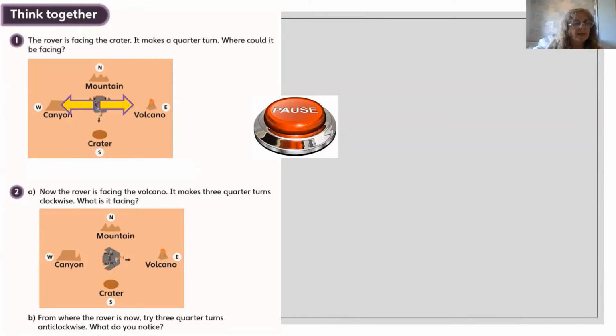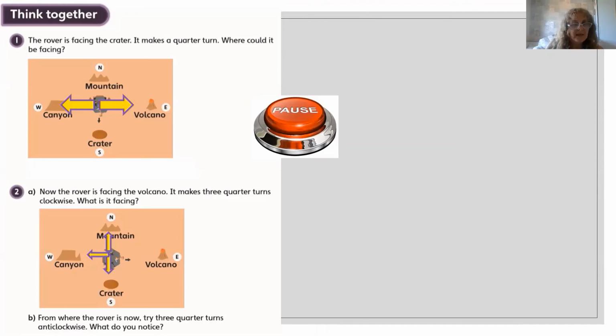What about this then? Let's look at 2A. Now the rover is facing the volcano, so we can see he's facing the volcano here. It makes 3 quarter turns clockwise. We're going clockwise, which way would it go? Remember, if we're going clockwise, think of the hands of a clock going round. So it would go 1, another quarter, and another quarter. So can we see why it would be at the mountain? Yeah, because it would have gone 3/4 of the way round.